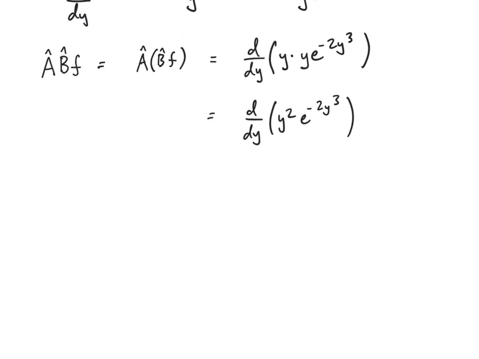Okay, when I actually calculate out what this is, I'm going to use the product rule. There's my first function, there's my second function, and they're being multiplied times each other. So I take the derivative of the first function, leave the second one alone.